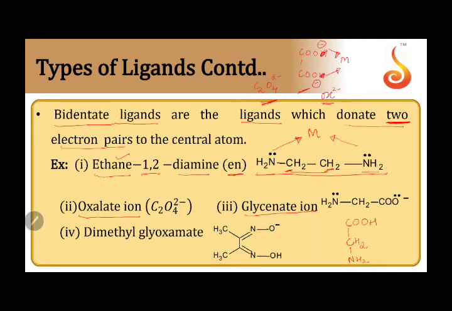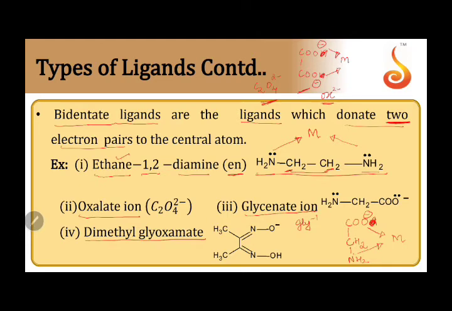Glycinato ion is obtained when this carboxylic acid loses its proton. It becomes negatively charged. So if we have a metal atom or ion, this oxygen, because of its excess electrons, can donate a lone pair. This nitrogen anyway has a lone pair, and it can also donate its electron pair. Such a structure is formed. Its abbreviation is GLY and the charge is -1.